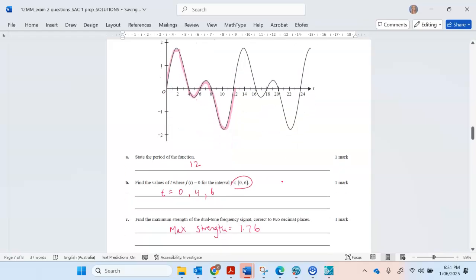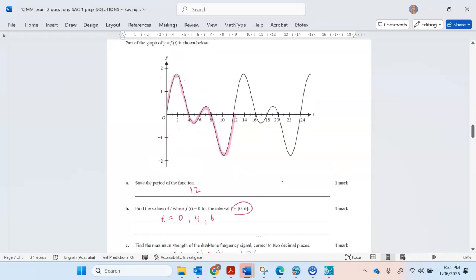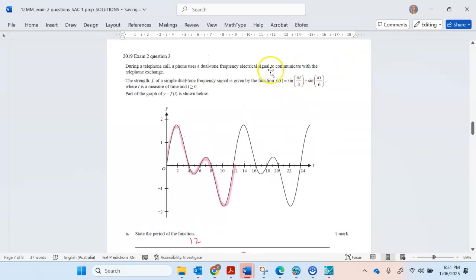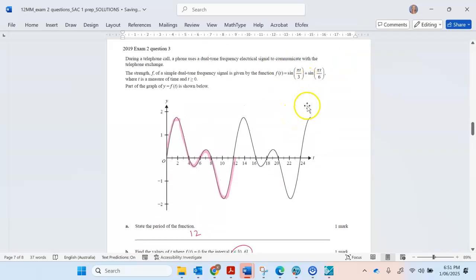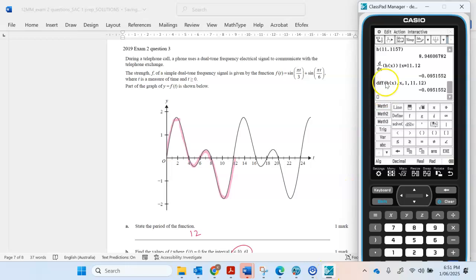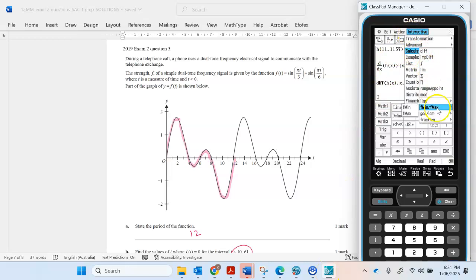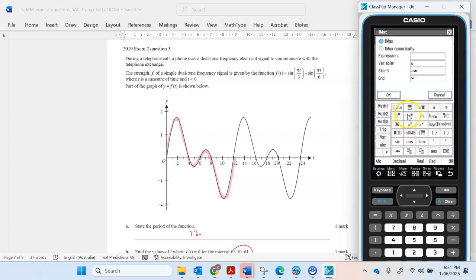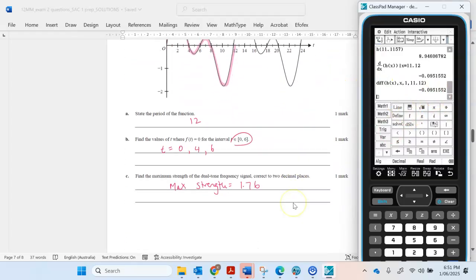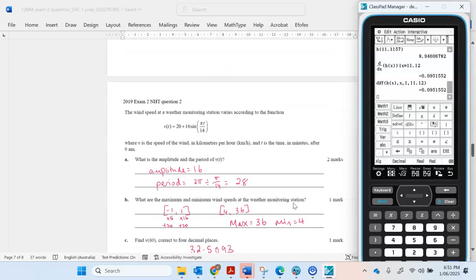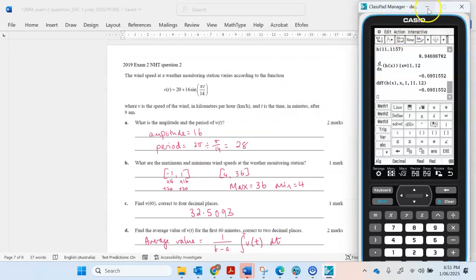All right, find the maximum strength. So this was easy. You can just put this into your calculator and do max. Because it doesn't go up to infinity, we can just go calculation, function max, and then type that in, and then you'll get it that way. I'm not going to do that because I want to move along. It wasn't a difficult question.